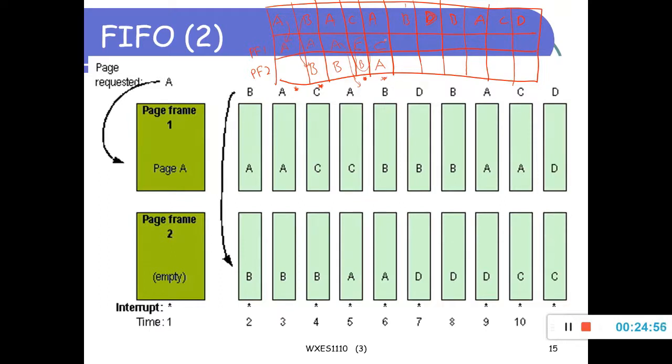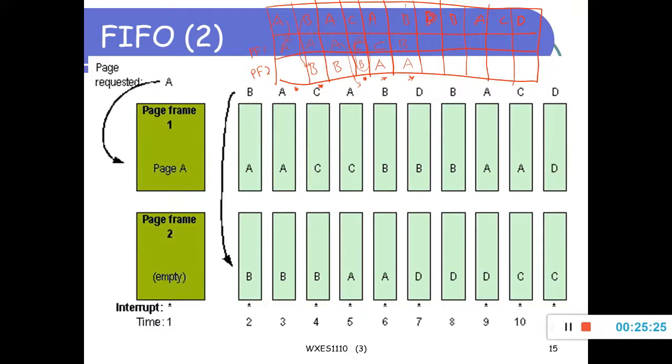Okay, now B. B has to enter, and the first one that came in, C or A, is C, because C came first. So C has to be removed, replaced by B, and you enter A. So this is a BA. This again is a page fault. Each time you have to swap or interrupt, it is a page fault.